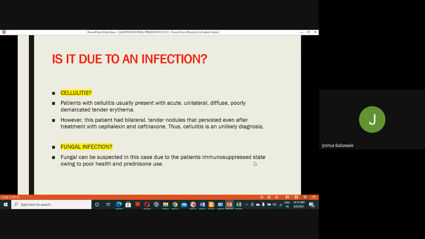Thirdly, is it due to infection? Maybe cellulitis, probably due to a bacterial infection. Patients with cellulitis usually present with unilateral, diffuse and demarcated tender erythema. But in this patient, he had bilateral tender nodules that even persisted when they treated him with cefalexin and ceftriaxone. So we could exclude cellulitis as an unlikely diagnosis, because if it was cellulitis, after treatment with antibiotics there would be some kind of improvement, but there was no improvement.